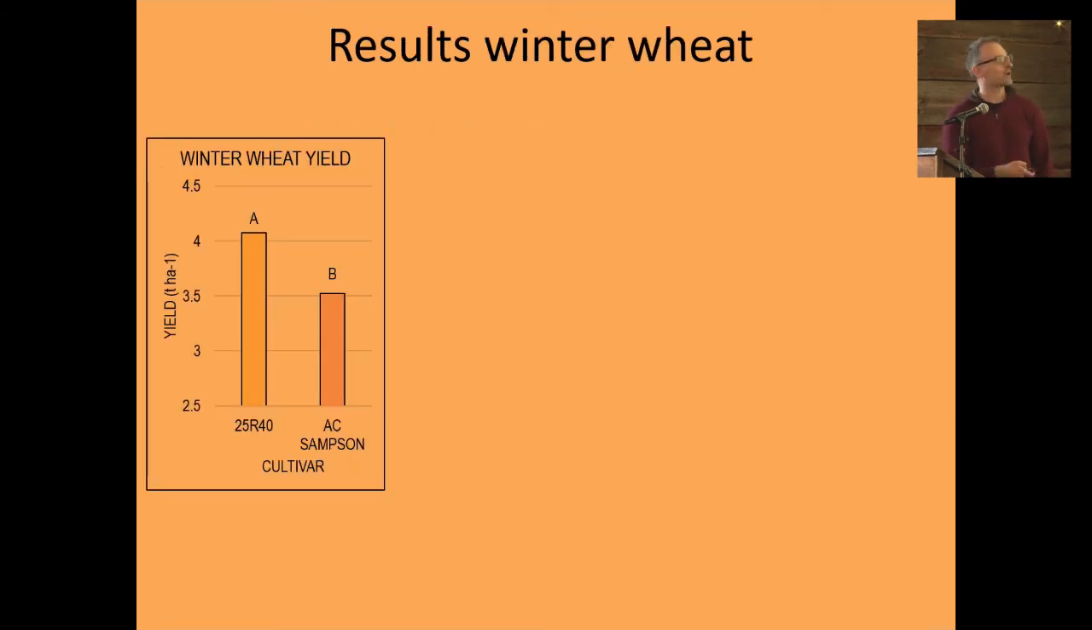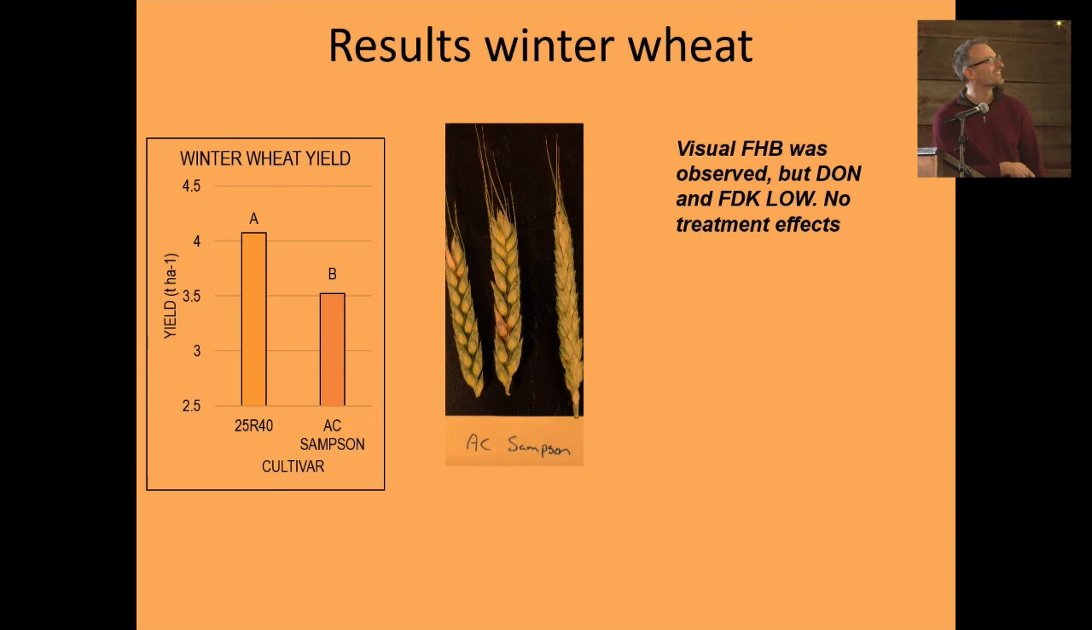So first for results for winter wheat, I'll start with yield. There was no treatment effect on yield, but unfortunately our winter wheat had a bit of a problem with winter survival. We definitely had some creeks open up in our plots and caused a lot of variability from plot to plot. Didn't have the same number of plants. Overall though, we got some higher yield with 25 R40 compared to AC Samson. I'm disheartened to see how low my yields are compared to the network. We got some work to do with our agronomy, I think.